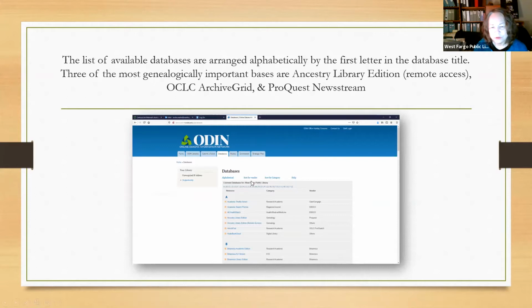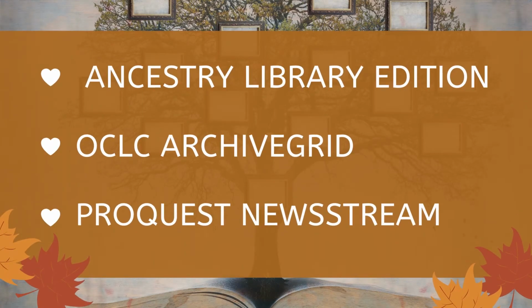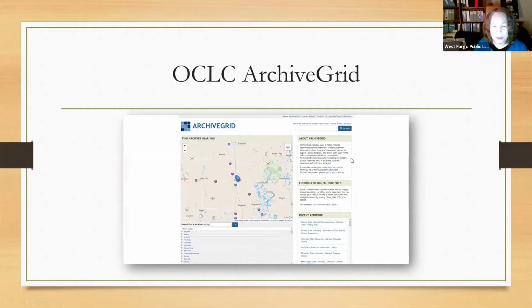You also have options to sort by vendor or sort by category if you want to find out what kind of generally available things there are for a specific kind of database. Today, the ones that I'm going to be talking about are Ancestry Library Edition Remote Access, the OCLC ArchiveGrid, and ProQuest News Stream. So first, I will talk about the ArchiveGrid.